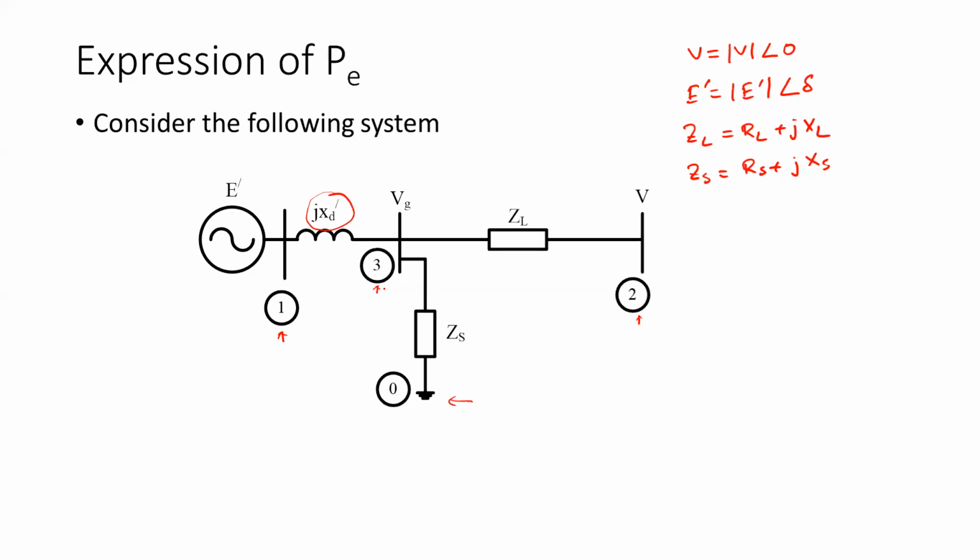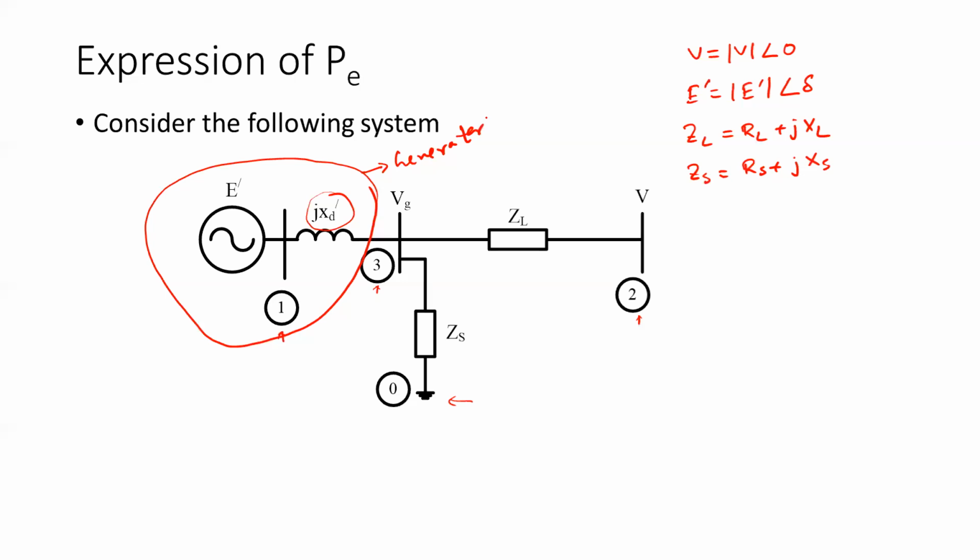Few things to understand over here: node 1 is actually the internal terminal of the generator, and node 3 is the external terminal of the generator. So your generator actually consists of this much area. This is what represents your generator.